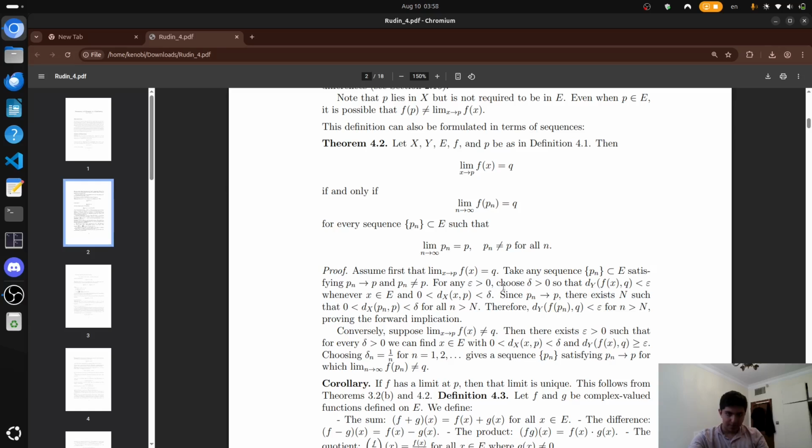So because we're talking about a limit here, we want to take it to be like this as a definition, right? So we take this. Since Pn goes to P, there exists n such that 0 is less than dx Pn less than delta for all n greater than n.